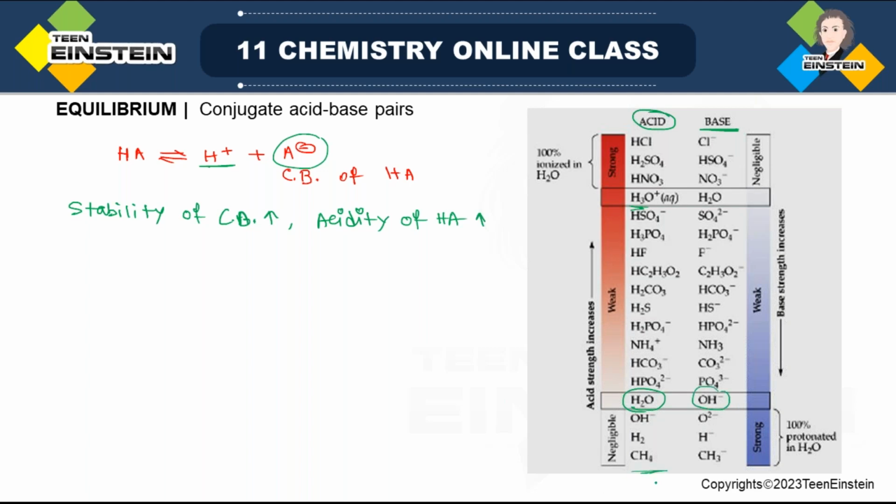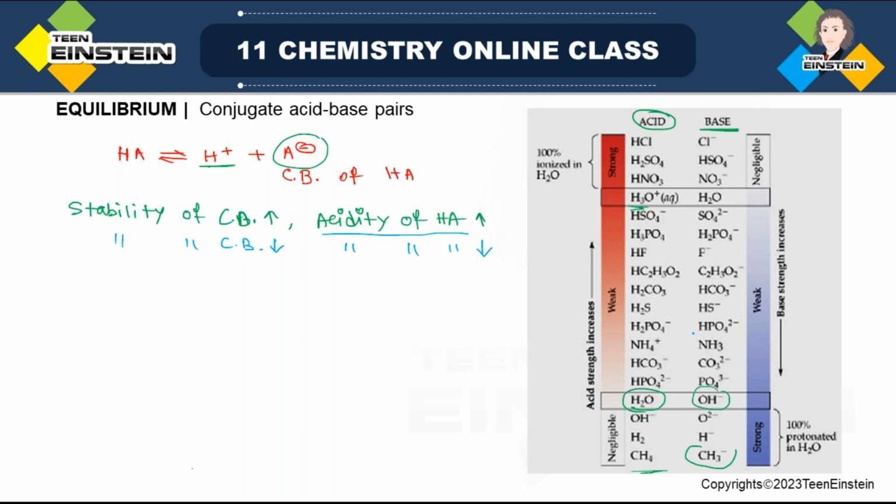Then take the organic molecule, methane, CH4. Though we know it is not an acid, suppose you consider it as acid and you remove one H, we get this species CH3 minus. So this is the conjugate base. Now as I have said, when the stability of the conjugate base is increasing, that means acidity is increasing. So the reverse statement will also be true. That is, when the stability of the conjugate base is decreasing, then the acidity of HA will also decrease.